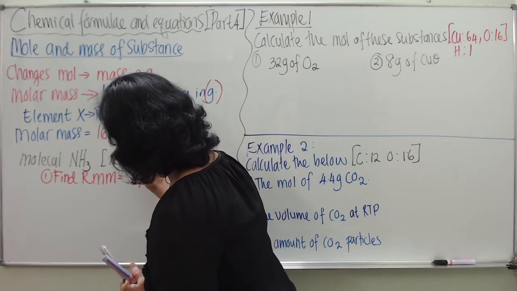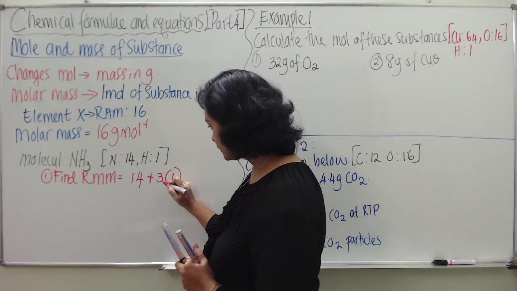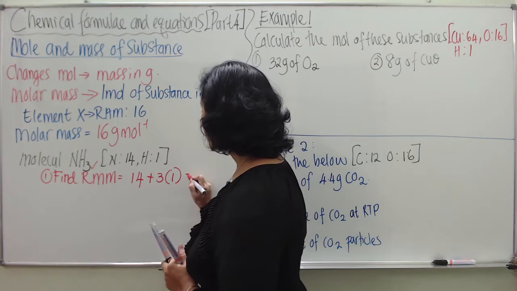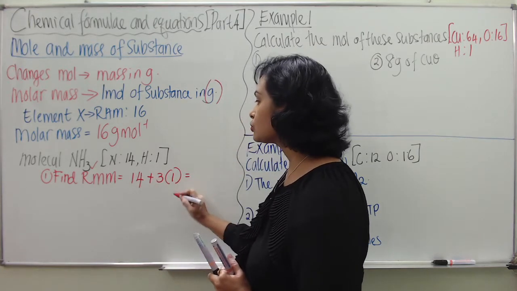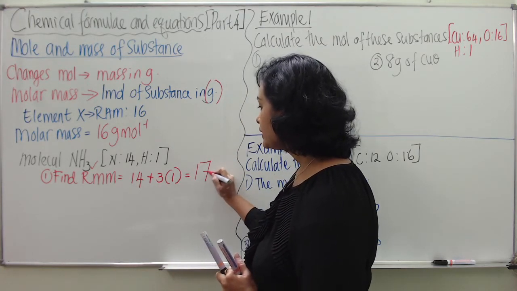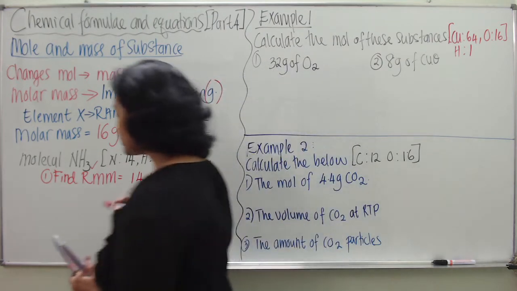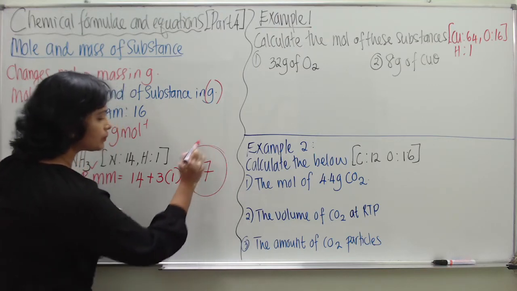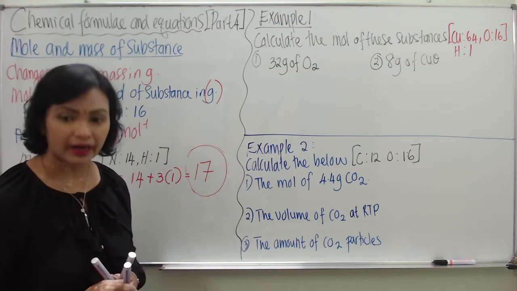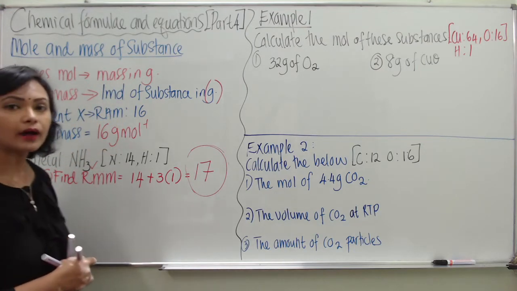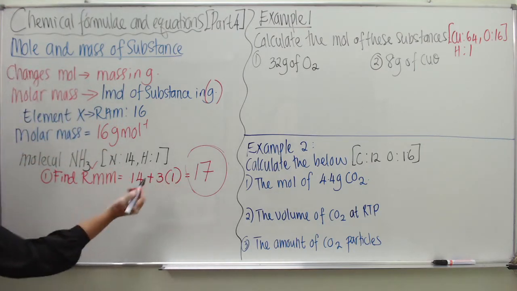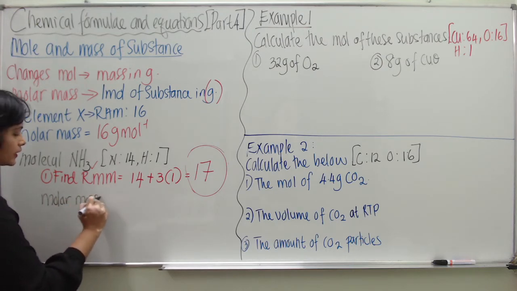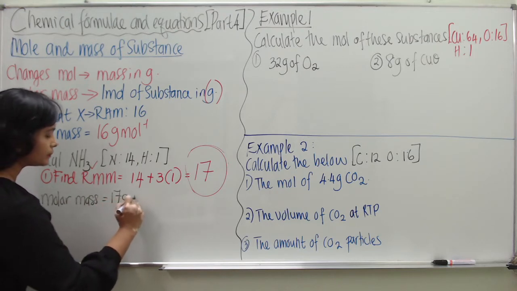14 plus 3 atoms of hydrogen. Why? Because you have 3 atoms of hydrogen. So the relative molecular mass of NH3 will be 17. Now next question, how would we convert this relative molecular mass of 17 into gram? This is where the molar mass comes into the picture. So this shows that the molar mass is equivalent to 17 gram per mole.